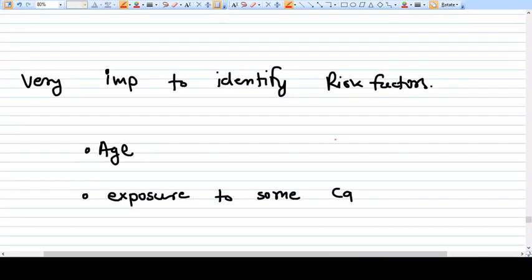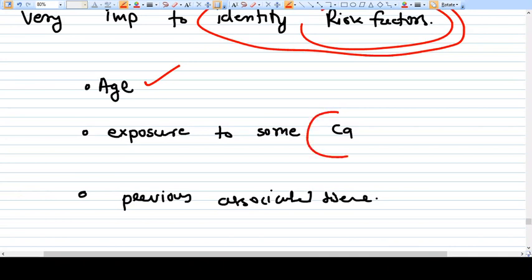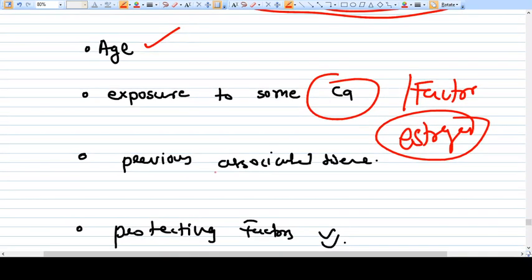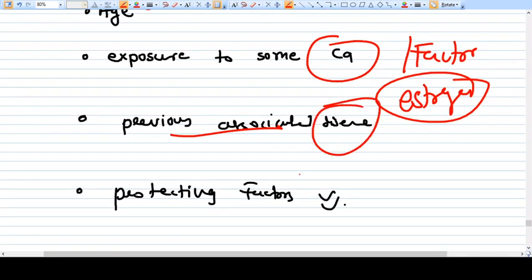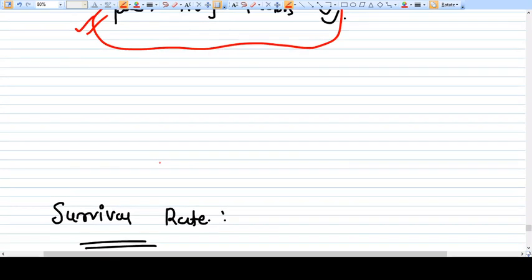That's it. Now, for every tumor, we need to identify the risk factors associated with it, like age, exposure to some carcinogen or other factors, such as estrogen in gynecological tumors, previously associated diseases, and protecting factors also. So we need to look at these things too.